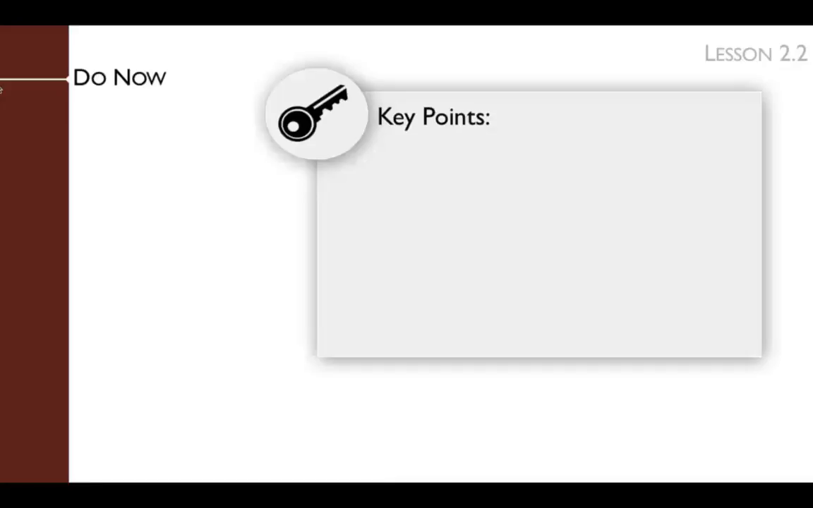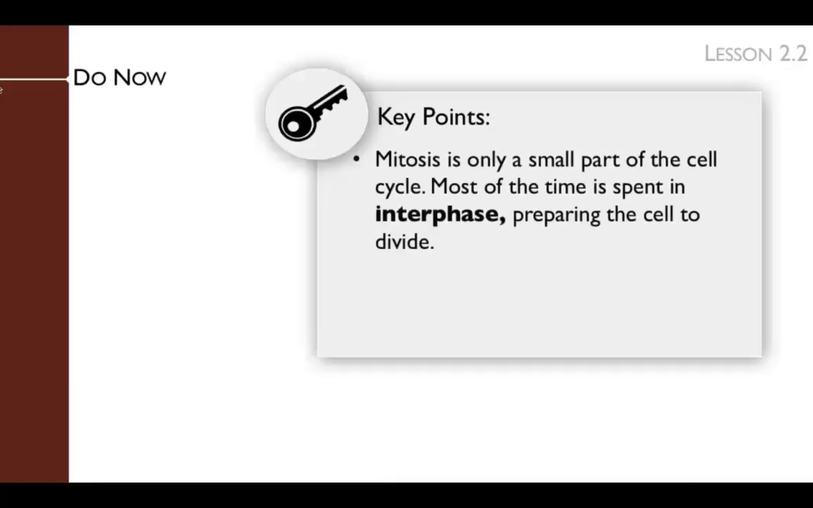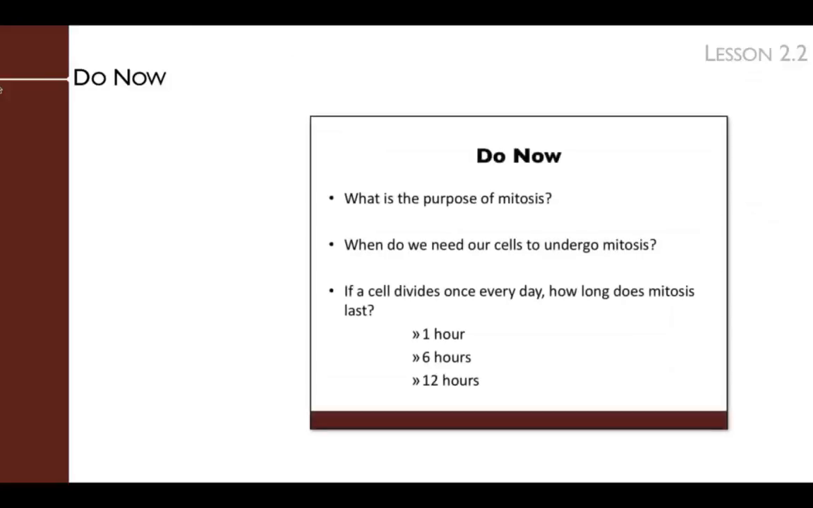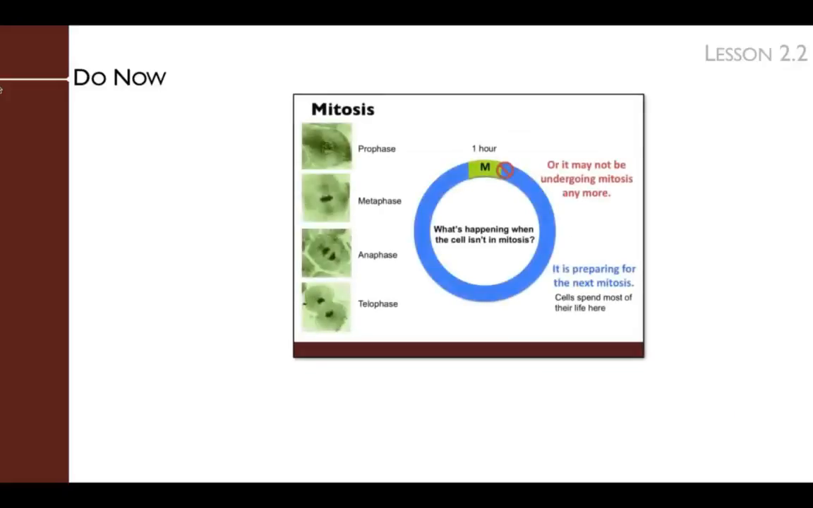The key points of the do now are that mitosis is only a small part of the cell cycle. Most of the time is spent in interphase, preparing the cell to divide. Start and stop signals control how cells pass through different parts of interphase. The students should understand that mitosis is only a fraction of what cells are doing during their life cycle. In fact, during most of the cell cycle, the cell is either preparing to divide or pausing while it waits for a signal telling it to proceed.